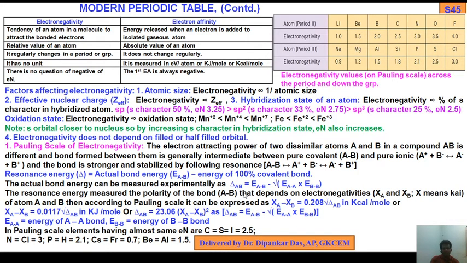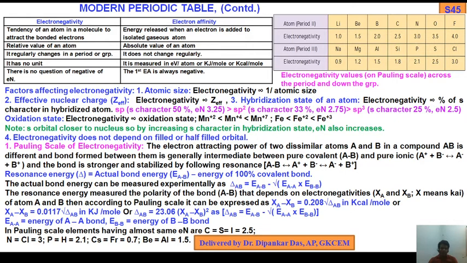The resonance energy measures the polarity of the bond AB, which depends on the electronegativities chi_A and chi_B. It is not X, the symbol should be chi. Chi_A and chi_B are the electronegativities of atoms A and B. Then according to the Pauling scale, it can be expressed as, and we should remember this formula, chi_A minus chi_B equals 0.208 times the square root of delta_AB, with delta of the AB molecule in kilocalorie per mole.